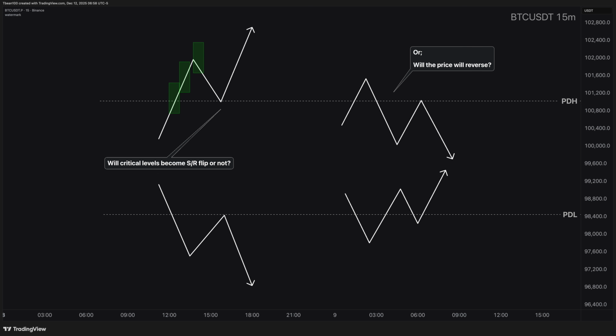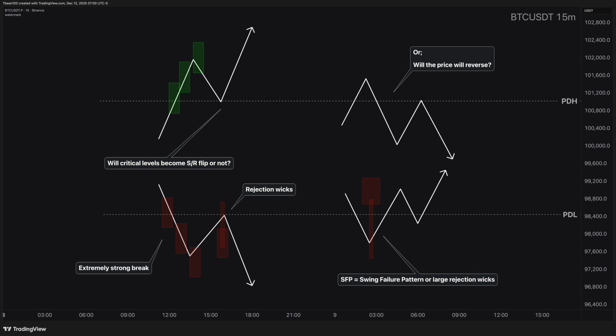First of all, if these levels are broken very strongly, there is a much higher chance they can turn into support and resistance flip points. For example, during a retest, you might notice rejection wicks forming right at those support and resistance flip levels. This usually happens in continuation patterns where the price wants to keep moving in the same direction.